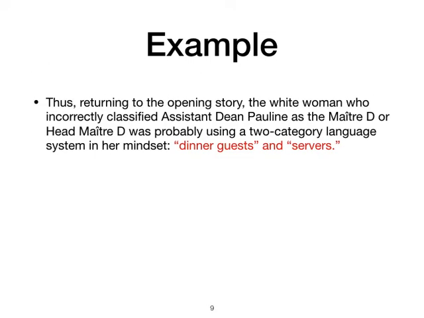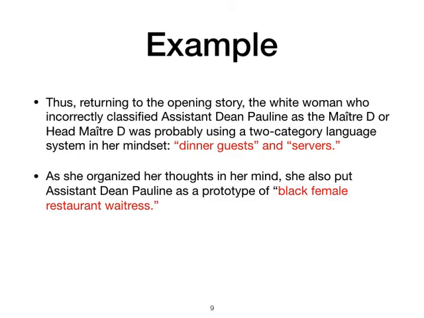Now, the example here is, let's return to the opening story. The white woman who incorrectly classified Assistant Dean Pauline as the maitre d' or the head maitre was probably using a two category language system in her mindset: dinner guests and servers. She was thinking about everyone as guests and servers. That's how she categorized it. And she thought in her mind that Assistant Dean Pauline was a prototype of a black female restaurant waitress. This is what she thought, that obviously, since we are dining, since she's standing, she's a waitress.